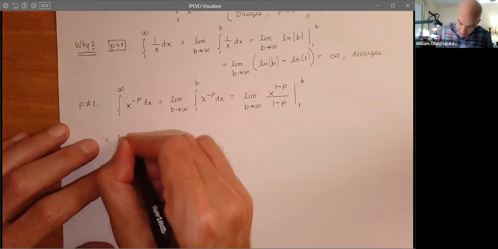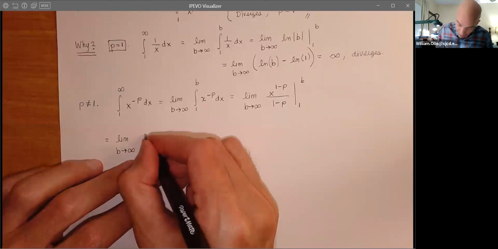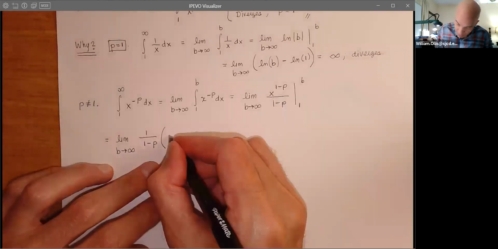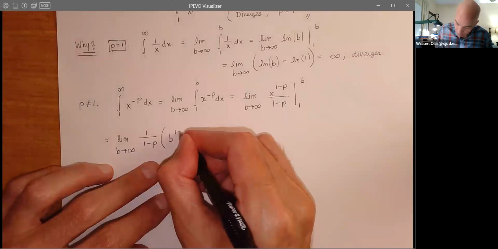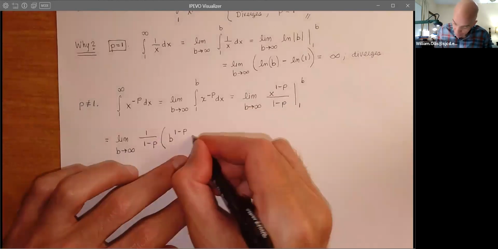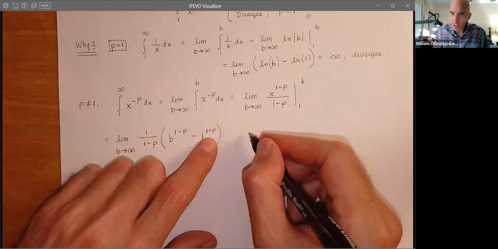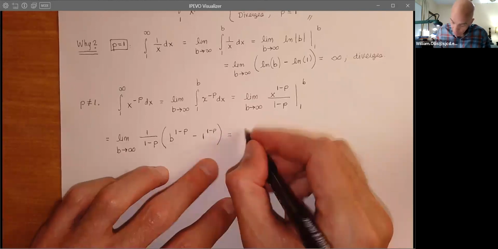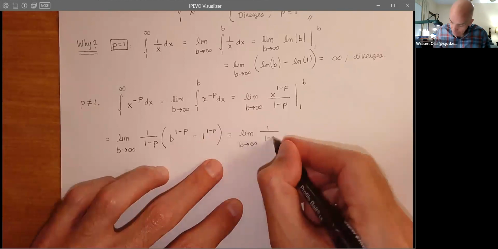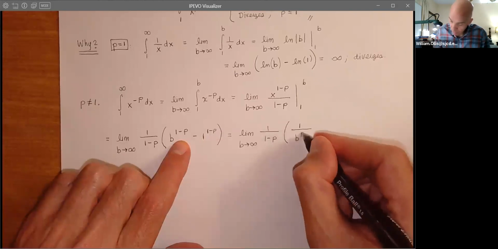So this will give us the limit. This will make it easy. We can retire both of these cases here. So this will be 1 divided by 1 minus p. We replace x with b, so we get b to the 1 minus p. Now replace x with 1, so we get minus 1 to the 1 minus p. In that case, 1 to any power again gives us 1, so that's easy. If you like, we can write this as the limit as b approaches infinity of 1 over 1 minus p, and then just write this downstairs. So this will be 1 over b to the p minus 1, minus 1.